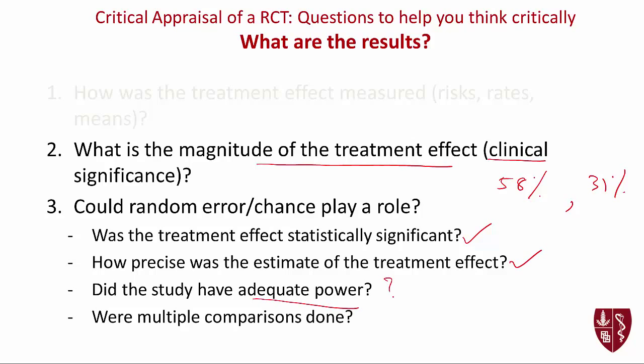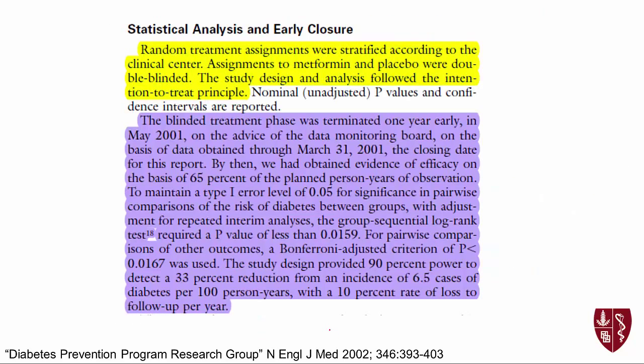Did the study have adequate power, which in some ways is moot because they did find statistically significant findings, but they didn't know that starting the study. So we will see that in their method section, they do talk about sample size and power estimation. And what about multiple comparisons? So let's look at what they report here in their statistical analysis.